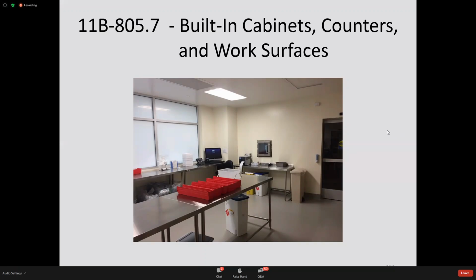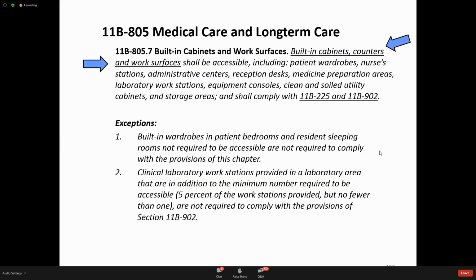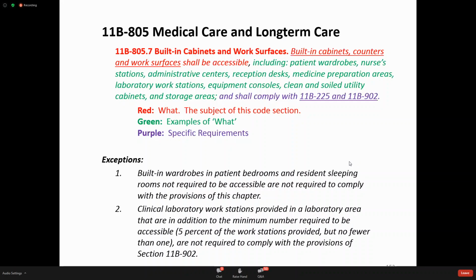This last section, I alluded to this earlier, the code giveth and the code taketh away. This is where that happens. We had that employee workstation exemption that we talked about earlier. So this code section deals with, and I've got the text on screen there, I'm breaking it down by color coding. The red is the subject of the code section. It is built-in cabinets, counters, and work surfaces. The green are examples, and the purple is the specific requirements.